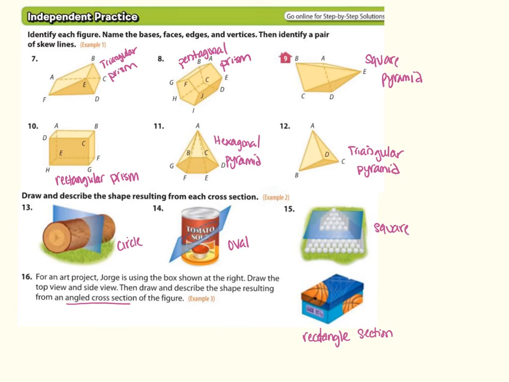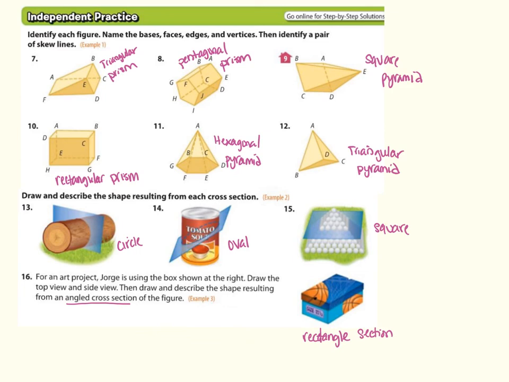The base is a square, and it meets at one point, and that vertex is E. 10, rectangular prism. 11, it meets at one vertex, which is A. So therefore, it's going to be a pyramid, and your base is a hexagon. So we call this a hexagonal pyramid. Number 12, it meets at one vertex, so it's going to be a pyramid, and the base, no matter which way you turn it, is a triangle. So triangular pyramid.